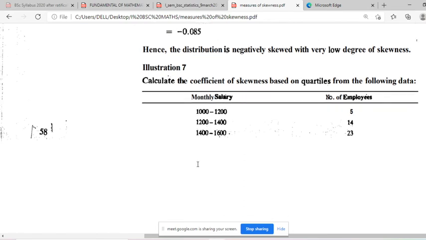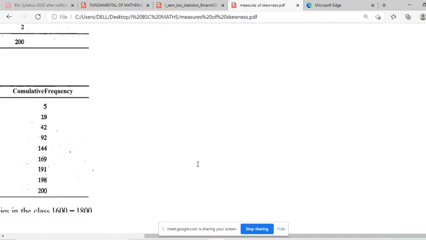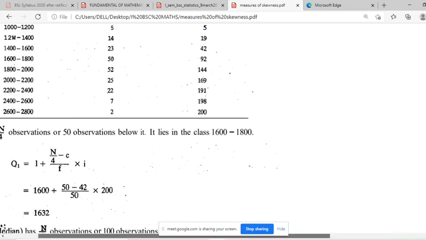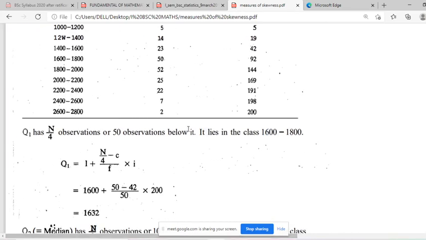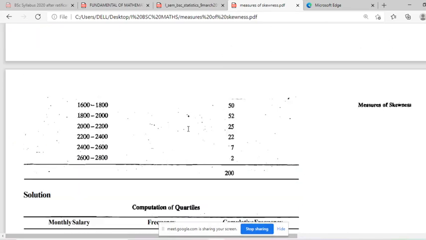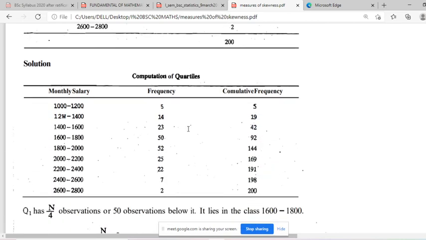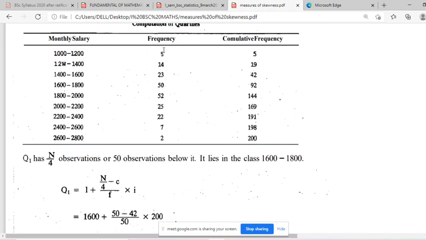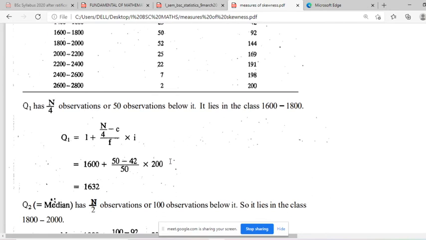Now another problem: calculate the coefficient of skewness based on quartiles for the following data. So we have to find the quartiles first. All the information is given here, so I am not going to work it out manually. This is the frequency and this is the cumulative frequency. We have to find the first quartile and third quartile. Where does the n by 4th observation lie? The total is 200, so n by 4 will be 50.